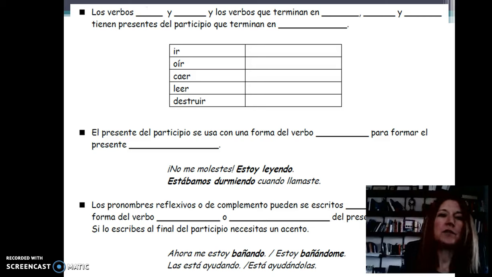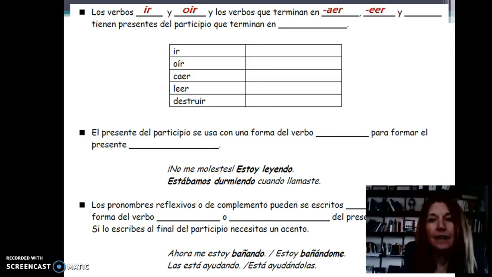Los verbos ir, as in to go, y oír, as in to hear, y los verbos que terminan en AER, EER y UIR tienen presentes del participio que terminan en yendo. So essentially, all the double vowel verbs are going to change to Y. Most double vowel verbs, just the ones that we're going to deal with.